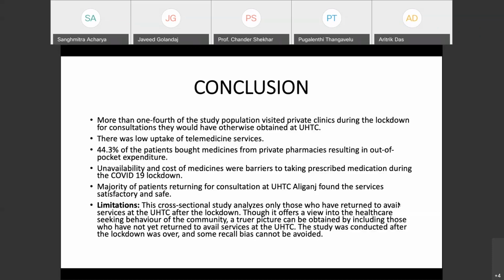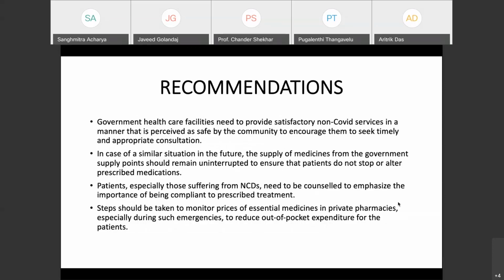This cross-sectional study, however, analyzes only those who have returned to avail services at the UHTC after the lockdown. It offers a certain perspective of the health-seeking behavior, but a truer picture can be obtained by including those who have not yet returned to avail services at the UHTC. The study was conducted after the lockdown was over, and some recall bias could not be avoided.